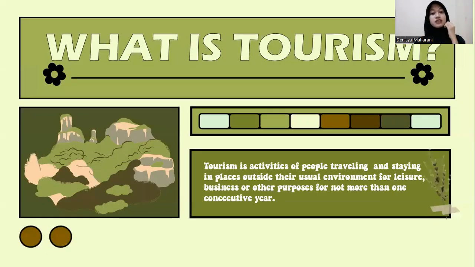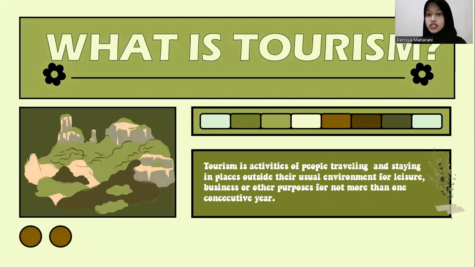And the next material is about tourism. The definition of tourism is activities of people traveling and staying in a place outside their usual environment for leisure, business, and other purposes for not more than one consecutive year.